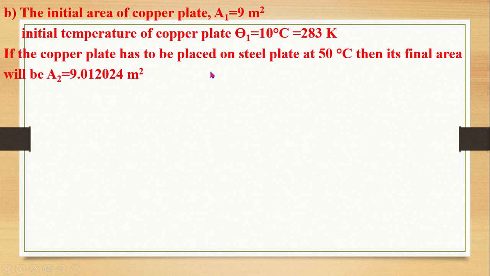If the copper plate has to be placed on the steel plate, then its final area must be equal to the area of the steel plate, which was 9.01202 square meter. So here the final area of the copper plate, that is A2, also will be equal to 9.01202 square meter.